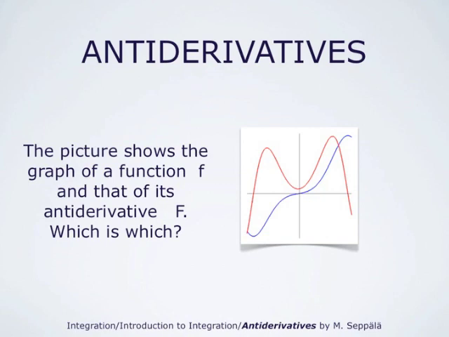But the red curve is initially increasing, starting from the left. Therefore, the derivative would have to be positive, starting from the left. The blue curve takes negative values when x is less than 0. Therefore, the blue curve cannot be the derivative of the red curve. And we conclude that the blue curve is the antiderivative and the red curve is the function.